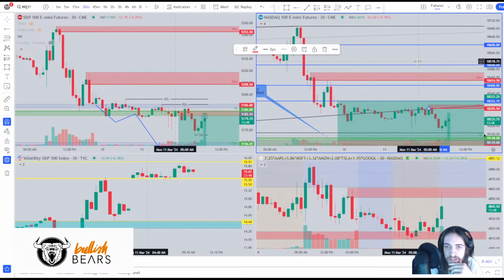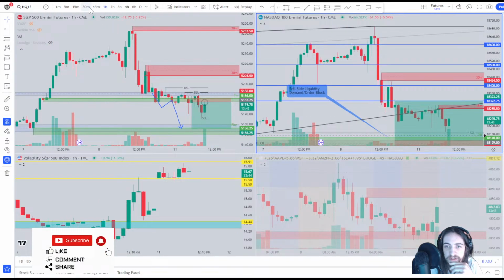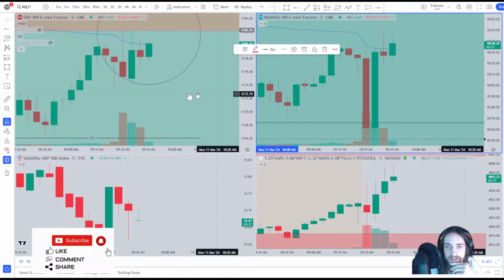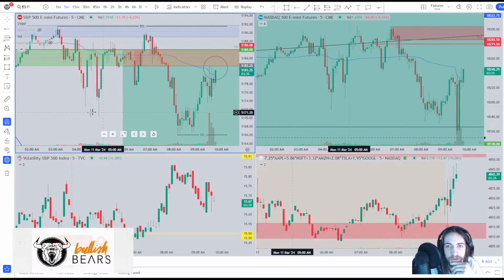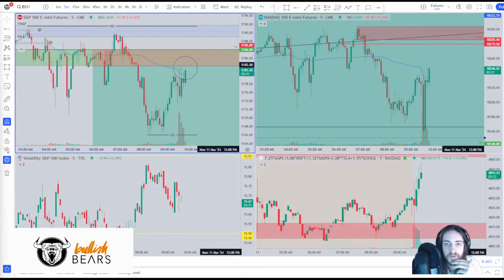Check out the 30-minute, make sure we're not missing anything on the higher time frames. 45, 1 hour. A little bit of the 1 hour right there. So again, I'm just going to throw out a trend line, and that's it. I'll know. Might move my limit orders up on ES.